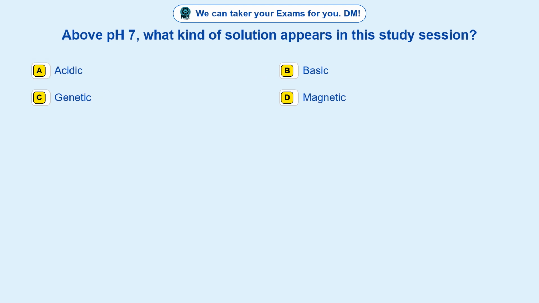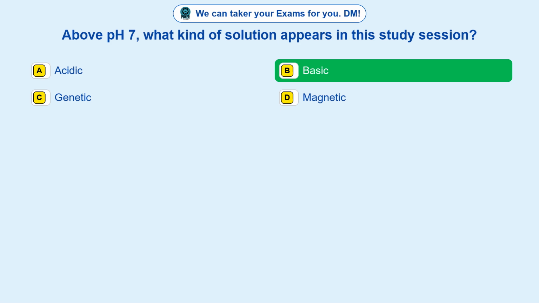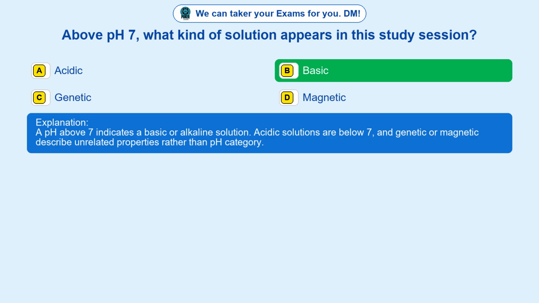Question 36. Above pH 7, what kind of solution appears in this study session? Option A, acidic. Option B, basic. Option C, genetic. Option D, magnetic. The correct answer is option B, basic. A pH above 7 indicates a basic or alkaline solution. Acidic solutions are below 7, and genetic or magnetic describe unrelated properties rather than pH category.